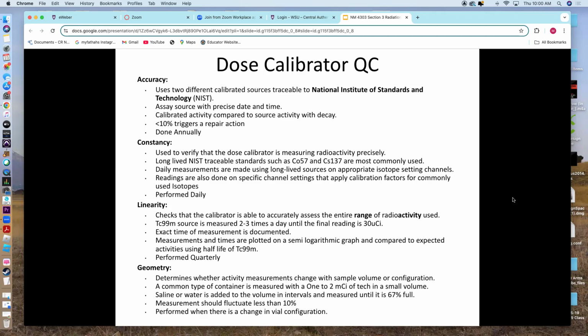And again, when I think of it, I just think it makes sense. It's called linearity. Is it able to do something over a long line of activity? Linearity, right? Just like constancy is it constant over time? And then the last one is geometry. And geometry determines whether activity may or may not change depending on the sample volume or the container of that volume, okay?